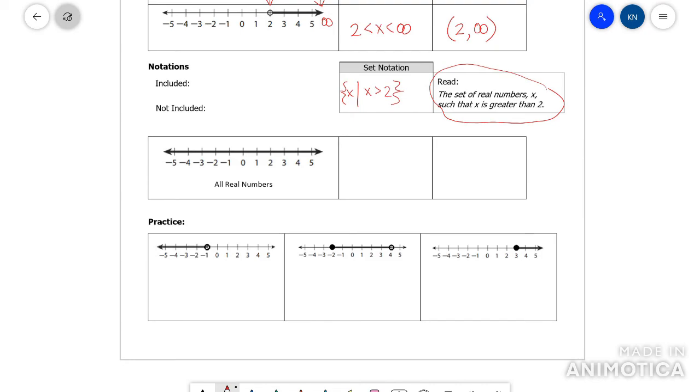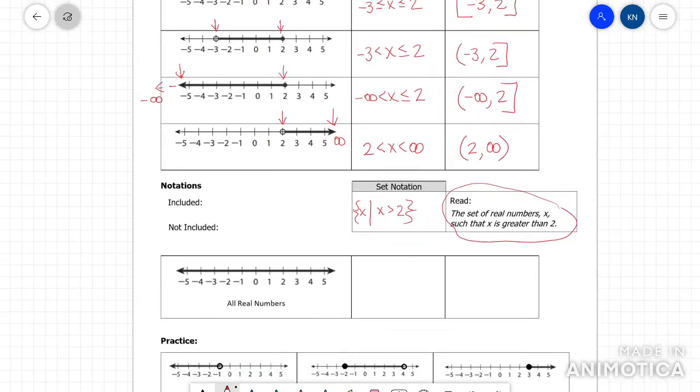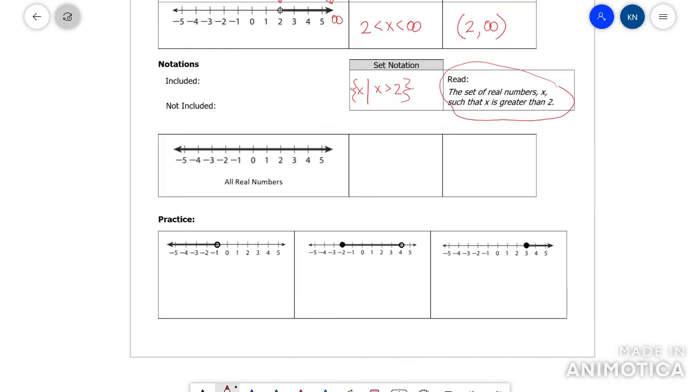And that would be set notation of this statement. All real numbers, I guess it wants inequality first and then interval second. All real numbers is negative infinity to positive infinity. So as an inequality, that looks like negative infinity less than x less than positive infinity. I used less thans, not less than or equal to, because it's infinity or negative infinity. So that means as interval, it's going to be both parentheses.